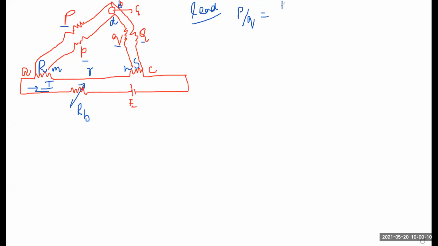From the picture it is clear that small p by small q will be equal to capital P by capital Q. So under the balance condition, the current in the galvanometer is always 0. Balanced means the current I through the galvanometer is always 0. That is what I want to tell you about the balance condition.